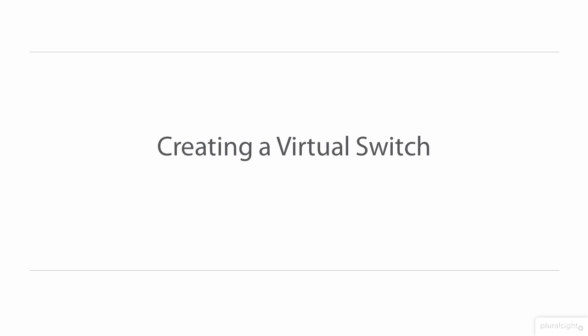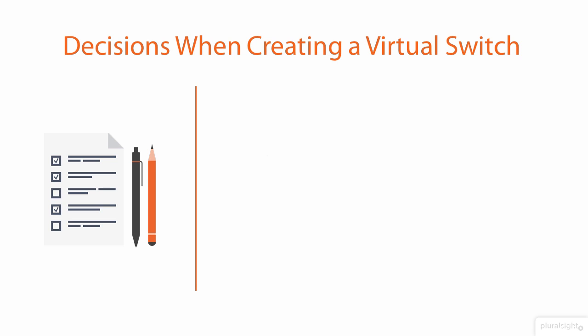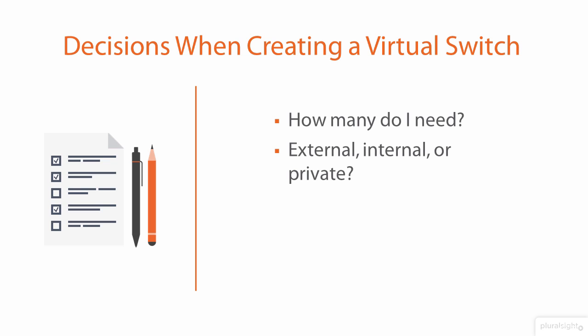Now it's time to discuss creating a virtual network switch for client Hyper-V, which will determine what resources each VM connected to that switch will be able to access. The key decision points here are: how many virtual switches do I need? What type should they be? The choices being external, internal, or private.